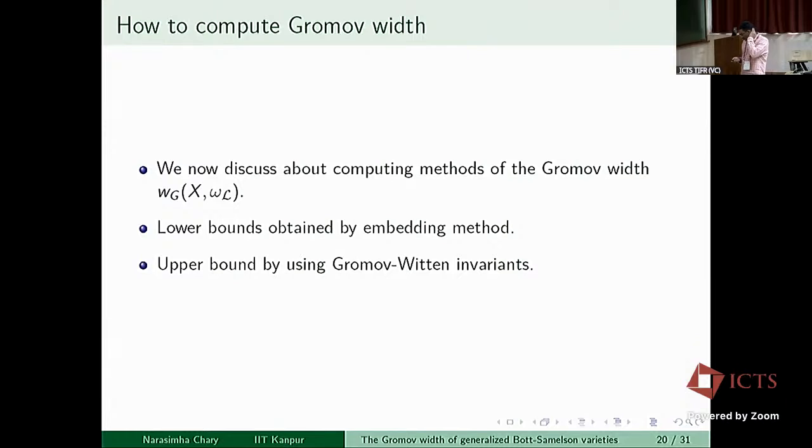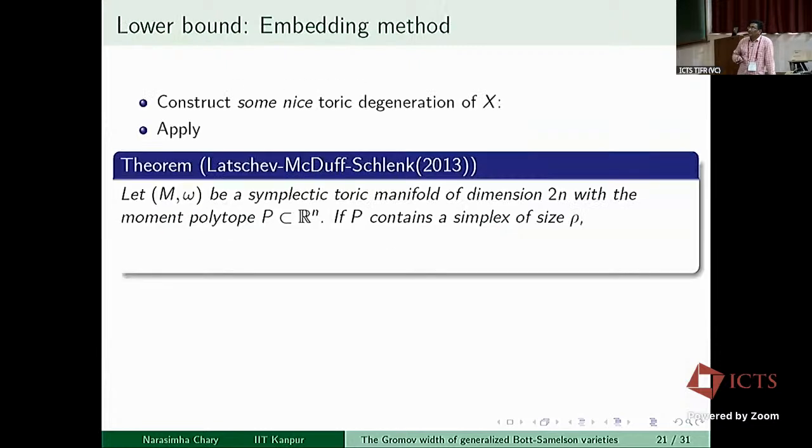Now we wanted to compute the Gromov width of these objects, but let's see how we can proceed. There are two ways to compute it in the literature. One is you have to find the lower bound and you have to find the upper bound. If you are lucky enough, then they will coincide. These are the kinds of techniques known. The first one is embedding methods, and the other one is using Gromov-Witten invariants. So we'll see embedding methods.